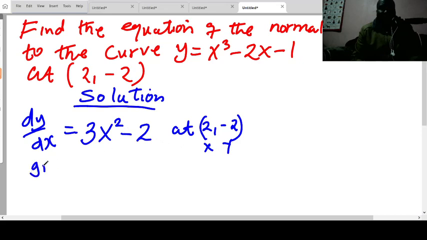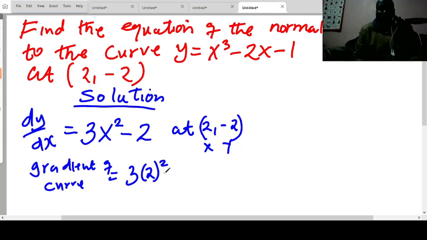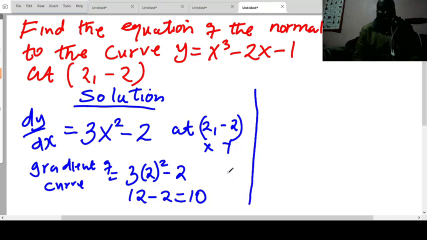So the gradient of the curve will be equal to 3 times 2 raised to power 2 minus 2. 2 raised to power 2 is 4. 4 times 3 is 12. 12 minus 2 is going to give us 10. So the gradient of the curve is 10, but that gradient is the same as the gradient of the tangent.